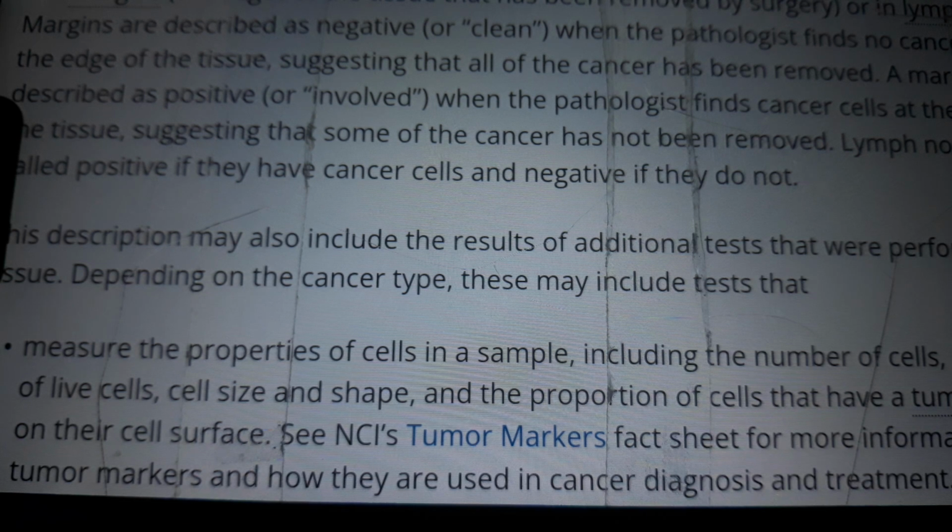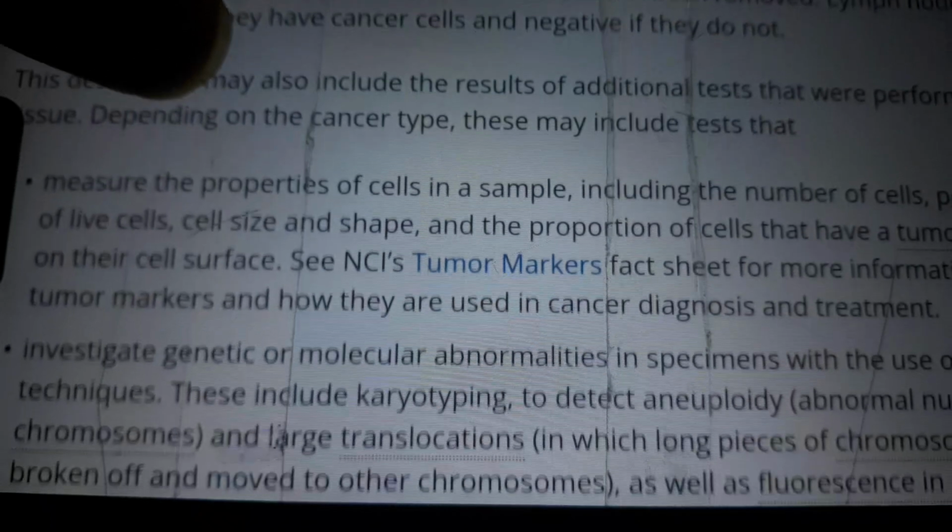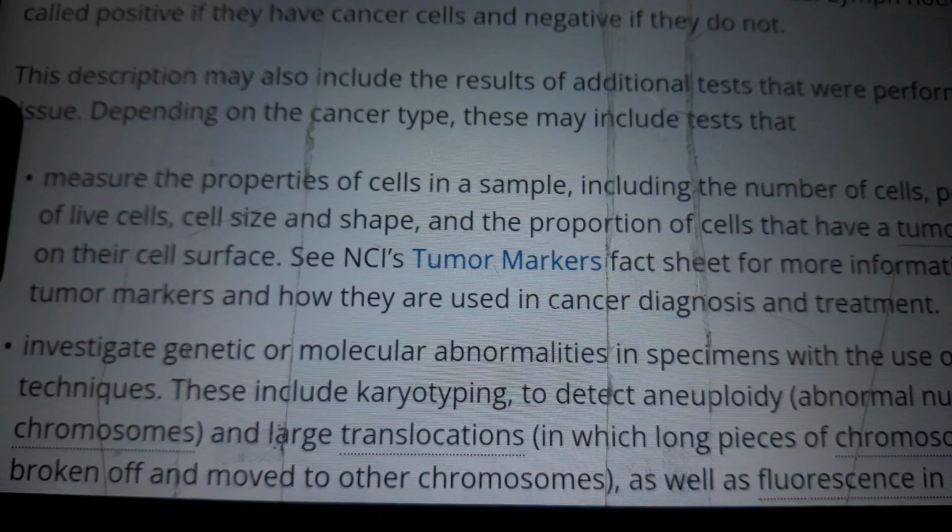Margins are described as negative or clean when the pathologist finds no cancer cells at the edge of the tissue, suggesting all of the cancer has been removed. A margin is described as positive or involved when the pathologist finds cancer cells at the edge of the tissue, suggesting that some of the cancer has not been removed. Lymph nodes are called positive if they have cancer cells and negative if they do not.